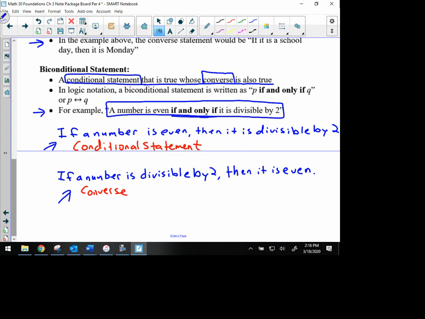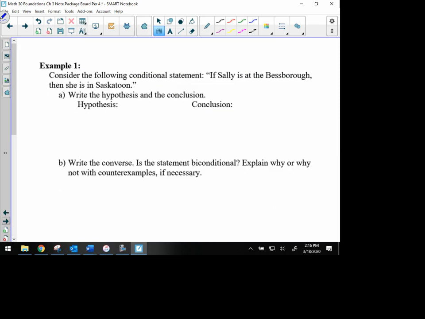So looking at our first example here, where we're given a different conditional statement. If Sally is at the Bez, then she is in Saskatoon. So we know it's a conditional statement because it's an if-then statement. It says write the hypothesis and the conclusion. Well, the hypothesis is the beginning part of that statement, not including the if. So Sally is at the Bezborough. That's the hypothesis.